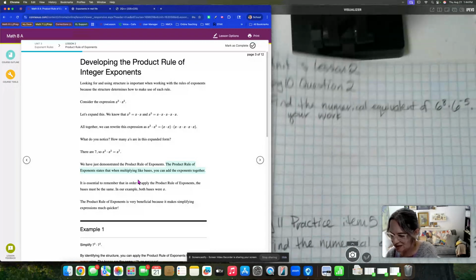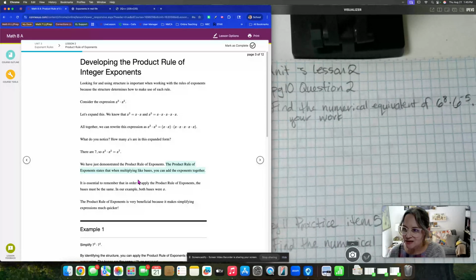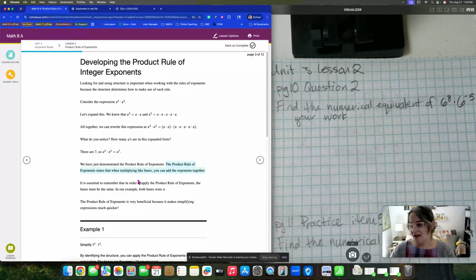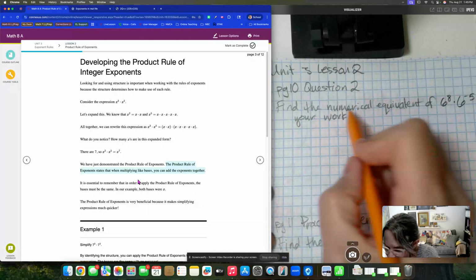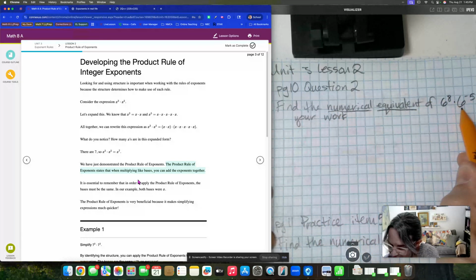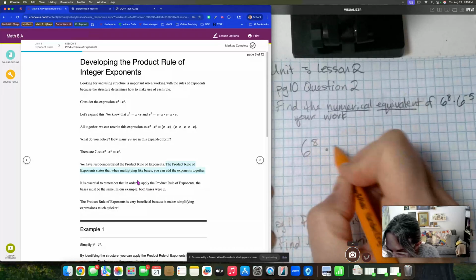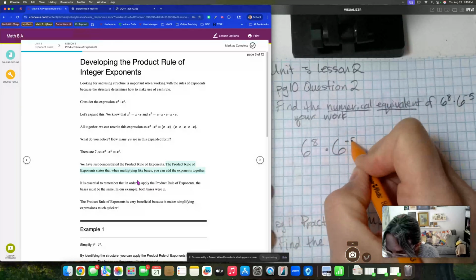So this is from page 10, okay? And this I wanted to talk to you about because it took all the way to page 10 until they finally had an integer, a negative number in the exponent, and those are the ones that are going to be a little trickier or that are going to look funny. So it says find the numerical equivalent, I want to talk about that too, of 6 to the 8th times 6 to the negative 5th.